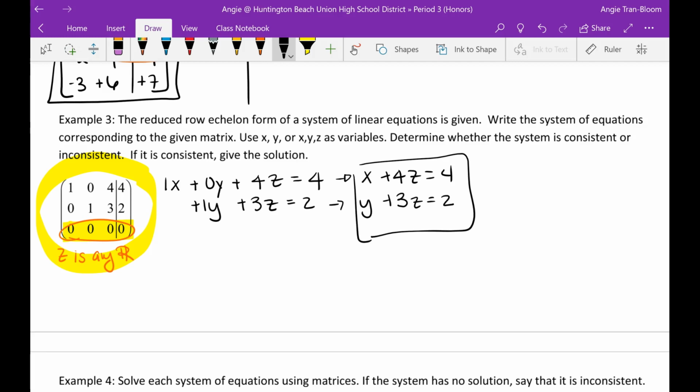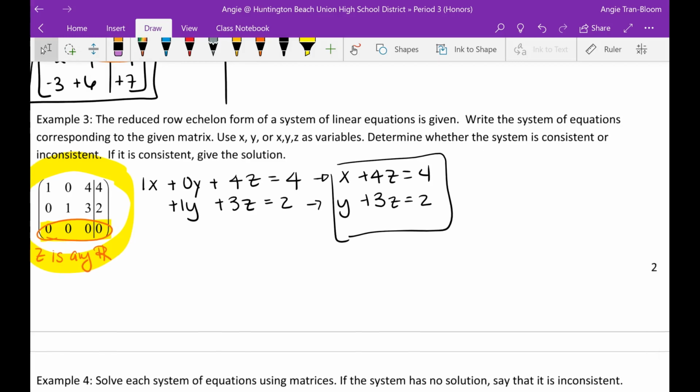Well, you have two equations, right? I want to solve for it. So to solve for it, I'm going to solve for, let's say, x. X equals, okay, here we go. I'm going to move the 4z, so 4 minus 4z. I'm also going to solve for y. Y equals 2 minus 3z.